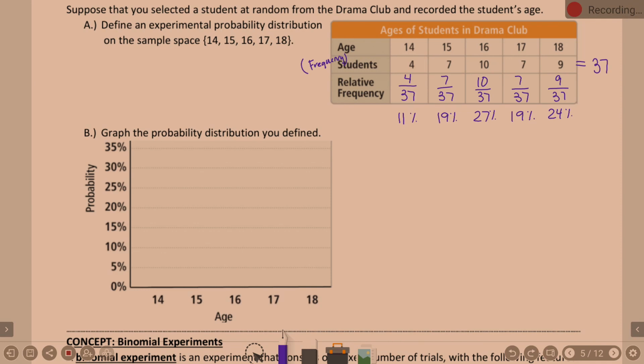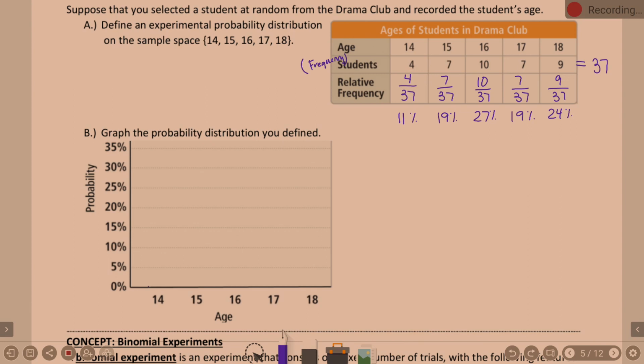Okay, we weren't really asked any questions here other than figure out your probability distribution, which is what we just did, and then to graph it. So this one's already set up nicely for us. Age along the bottom, 14, 15, 16, 17, 18. Probability along the left. So we're just going to complete our bar graph.